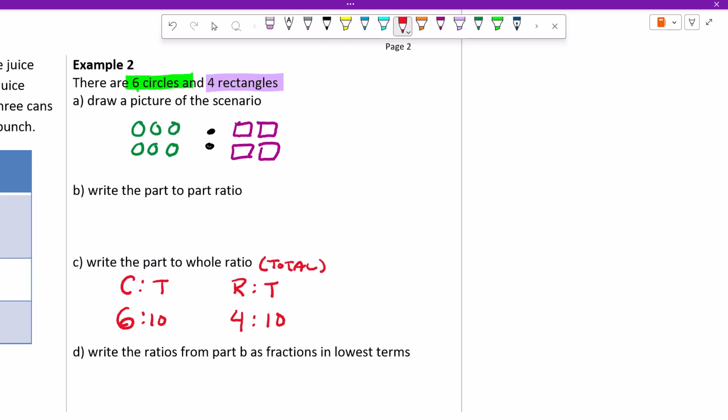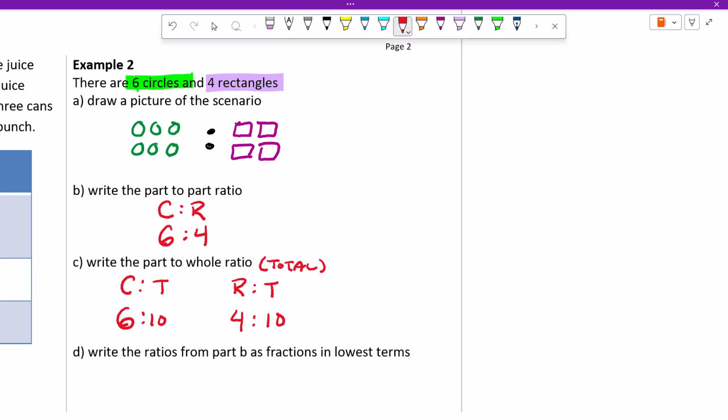All right. So now, part to part is comparing the individual things. We have circles compared to rectangles. I'm just doing the order that they showed up in the sentence. And so we have 6 compared to 4 here. So that's the difference between the two different things: comparing the parts, the individual items, or comparing it to the whole group.